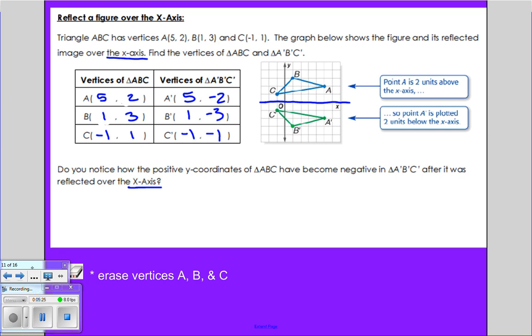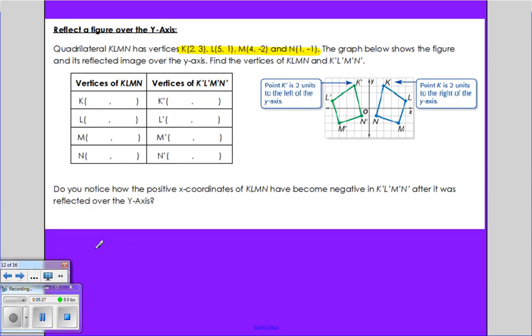Let's look at this one. All right, so here we have a quadrilateral. The quadrilateral is KLMN. It tells us that our vertices are at (2, 3), (5, 1), (4, -2), and (1, -1). Okay, that's where we're starting.